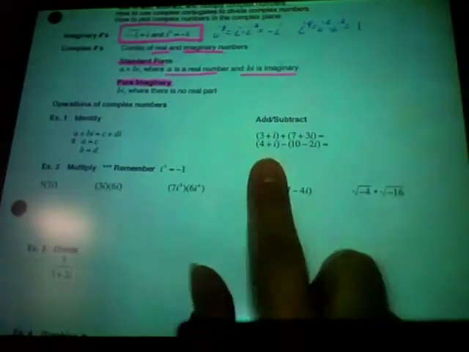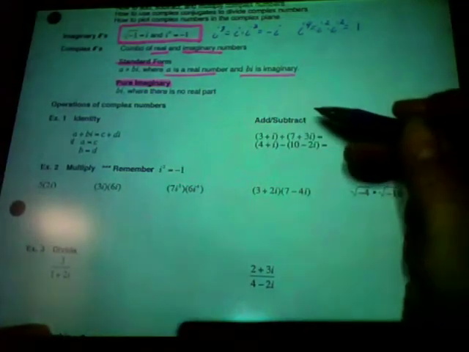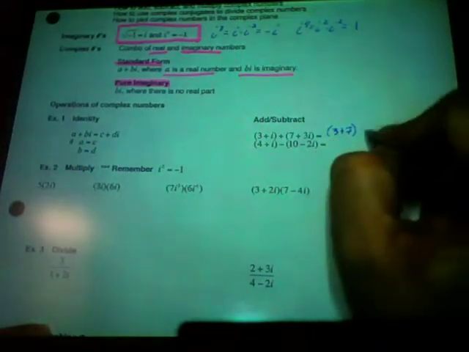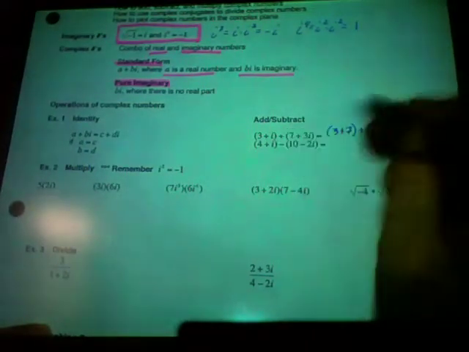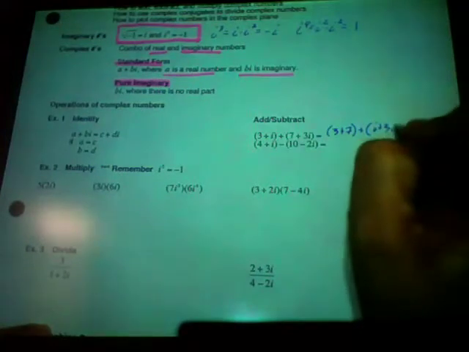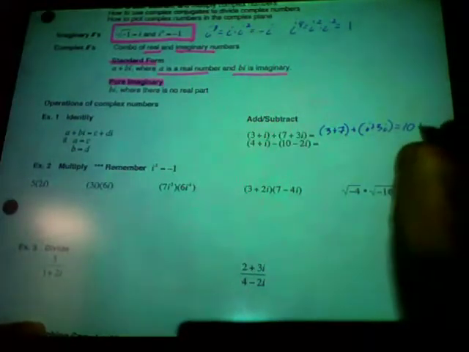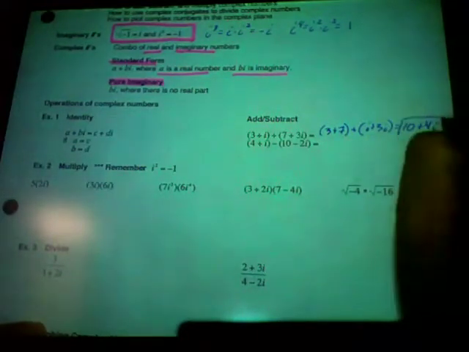Now we're going to add and subtract. Pretty simple. Add your real part together, add your imaginary part together. So what's 3 plus 7? 10. And then i plus 3i. So we get 10. What's i plus 3i? 4. Plus 4i. Do I expect you to show what I just wrote in between? No. But these are your notes, right?